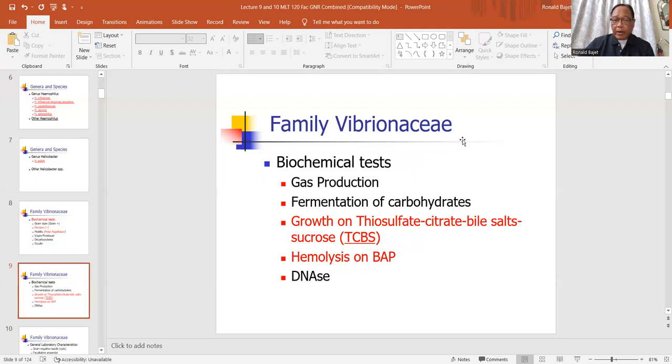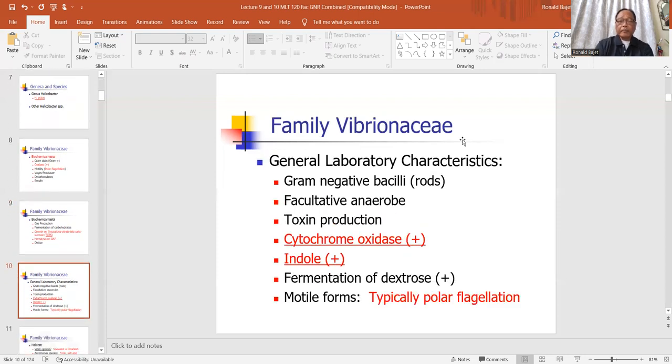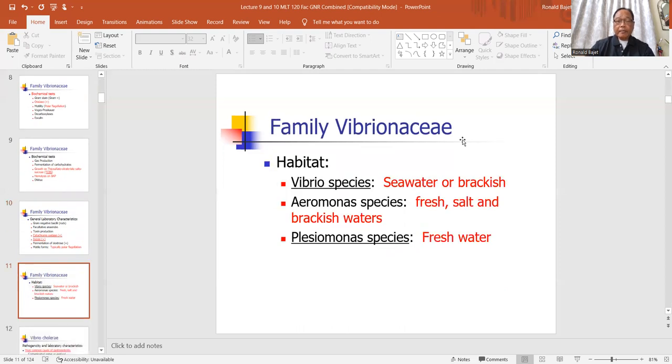On blood agar, Vibrio is hemolytic. And then there's also the DNase test. Vibrio is oxidase positive. Again, that's a distinction to the Enterobacteriaceae, and it's indole positive, okay? And like I mentioned in the previous slide, Vibrio are typically flagellated on one end. So that's polar flagella.